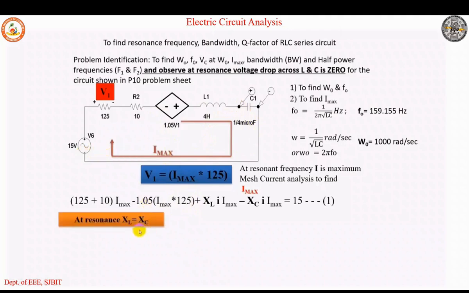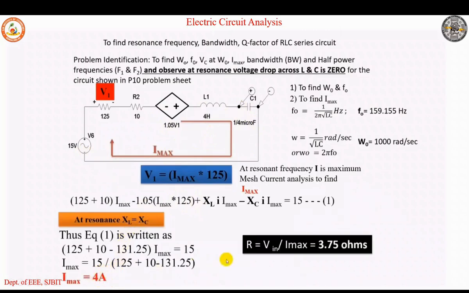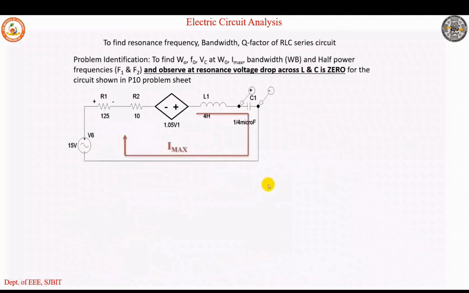Now at resonance we know XL is equal to XC, thus XL and XC cancel each other. So we can rewrite the equation and calculate the value of current as approximately 4 amperes. The total R is equal to V in by I max, that is 3.75 ohms.